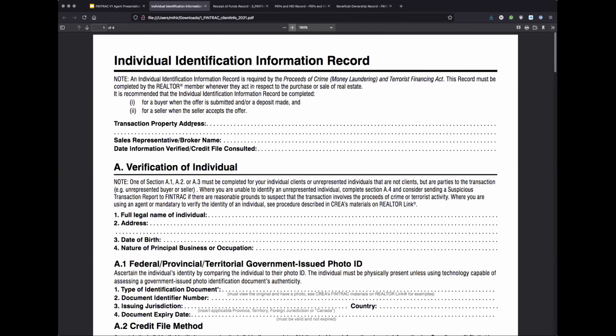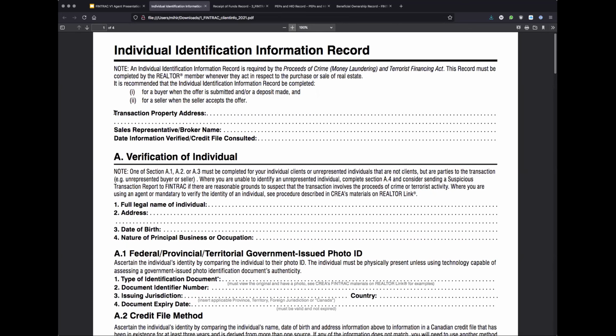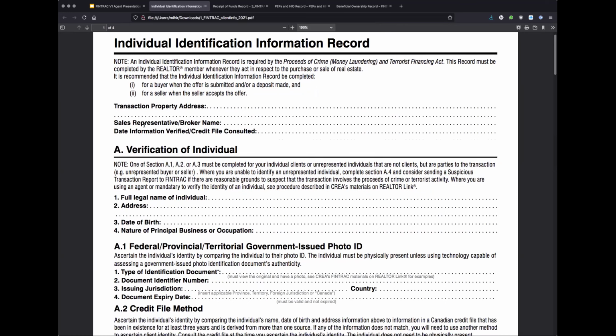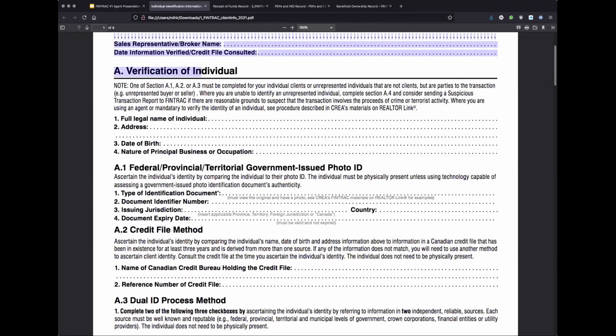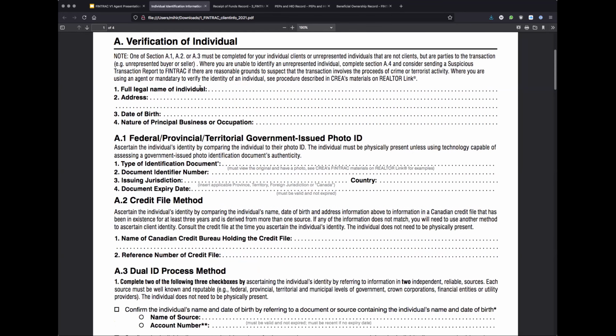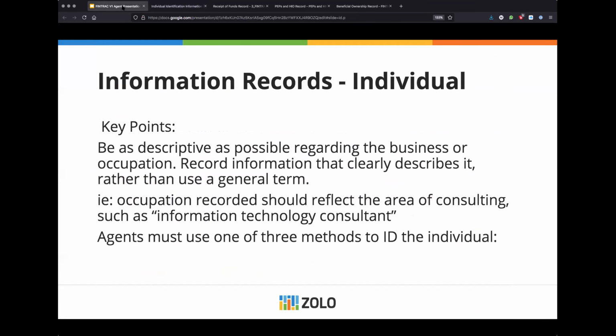The individual identification record mandatory information includes the transaction property address, your name as a sales representative or broker, the date the information or credit file was consulted, and this information in Section A. Section A is full legal name of individual, address, date of birth, and nature of principal business or occupation, which are mandatory. If you see above here in this note, it says one of Section A.1, A.2, or A.3 must be completed. So you choose one of these sections to complete based on the information given to you from your client.